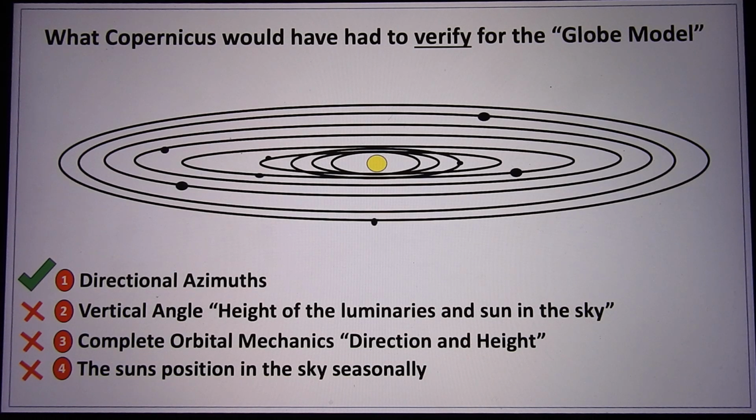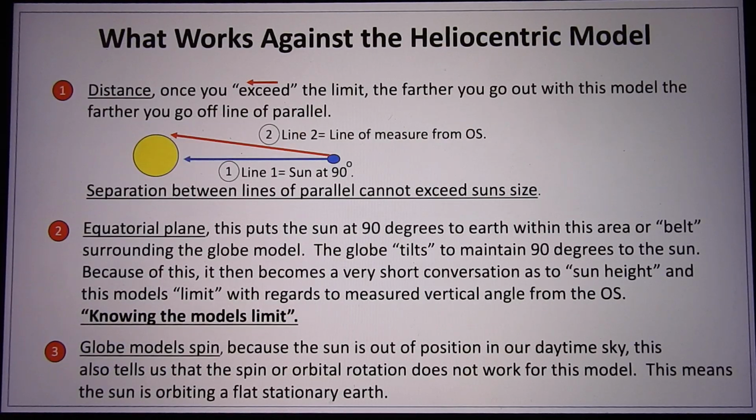However, they do work in the flat Earth geocentric model. And that's a huge positive for the flat Earth model. The sun's position in the sky seasonally, it's too high in the summer sun. Again, fails. So huge problems in heliocentric model. What works against that heliocentric model?